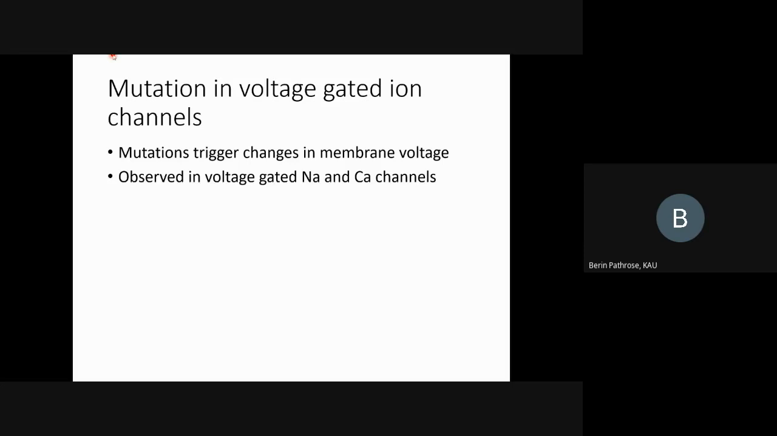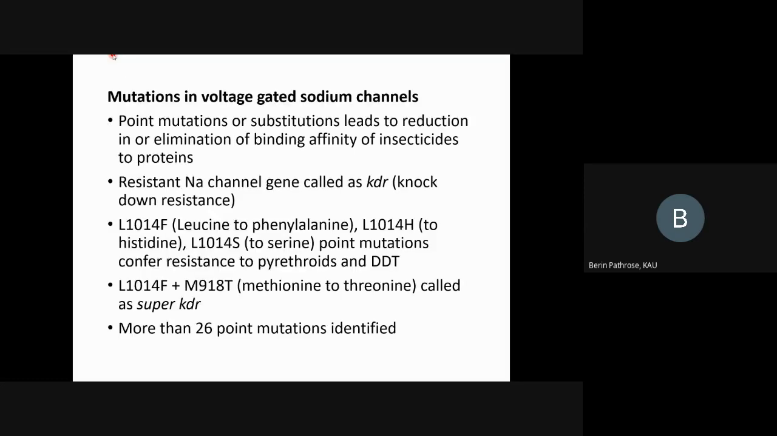Sodium channels are the ones mostly studied because pyrethroids act on sodium channels, and many mosquitoes have developed resistance to pyrethroids. What they found is that mutations in this voltage gated sodium channel, all voltage gated sodium channels being proteins, reduce the binding affinity of insecticides to this ion channel.